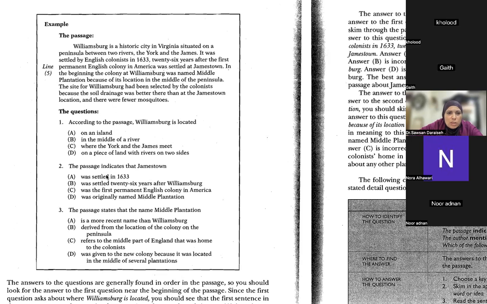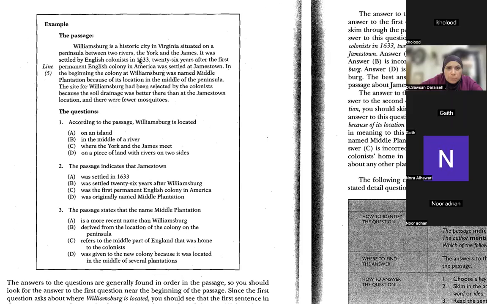What is the information that we want about Jamestown? Was settled in 1633? No, because we're talking here about Williamsburg in 1633. Was settled 26 years after Williamsburg? No. It's said before that Williamsburg was settled 26 years after the first town, Jamestown. This was before. This existed and was established before Williamsburg.